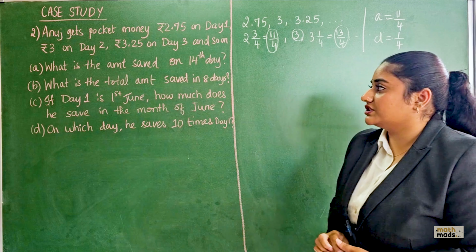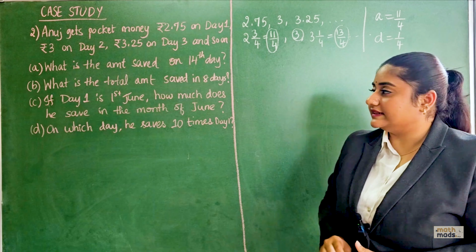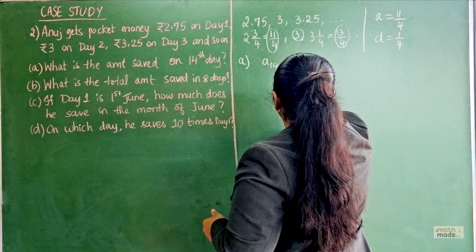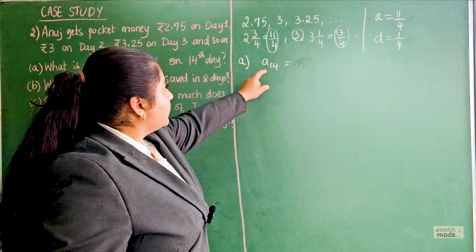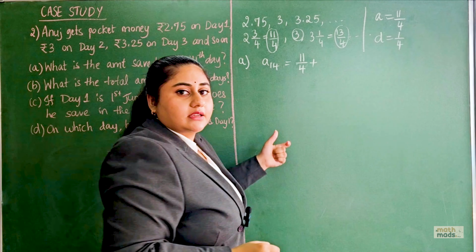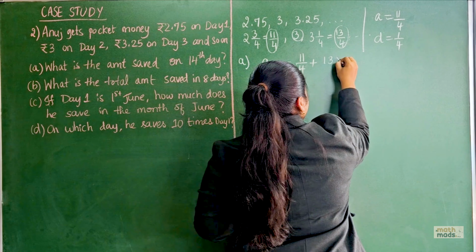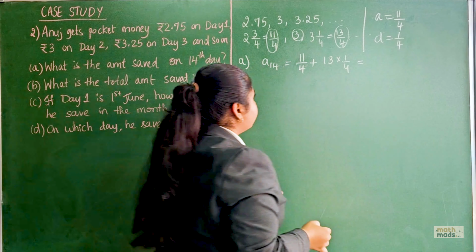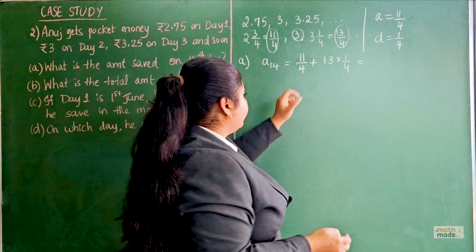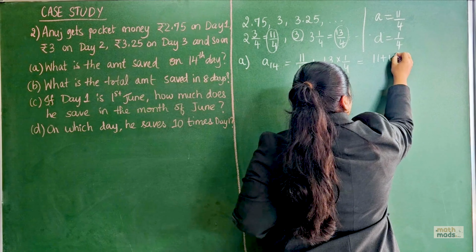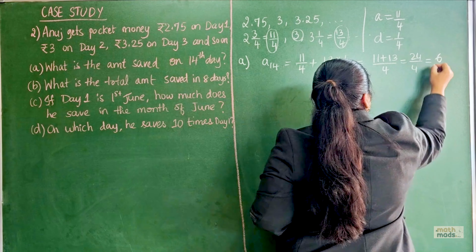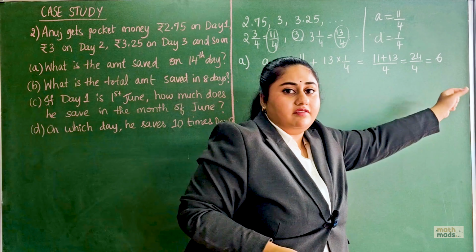Now let's look at the first question. What is the amount saved on the 14th day? So a14 is equal to a plus (n minus 1) into d. Now we know what a is: 11/4 plus (n minus 1), and n minus 1 is nothing but 13, into d, that is 1/4. So 13 into 1/4 is nothing but 13/4. So 11/4 plus 13/4 is (11 plus 13)/4, which is 24/4, which is 6 rupees. So on the 14th day, he has saved 6 rupees.